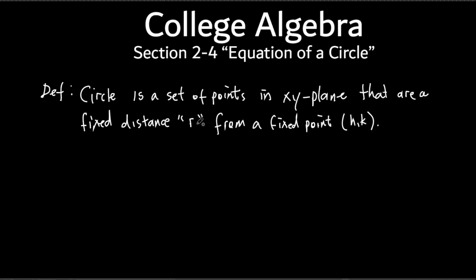So what do you think we call that R? It's R for a reason. It's the radius, that's right. So the R is the radius. And the HK, that fixed point, remember that fixed point right here? Then you had the distance, and that distance is the same all around it. What do you think we call that fixed point in the middle of the circle? The center of the circle, that's right. So the HK represents the center of the circle, okay?